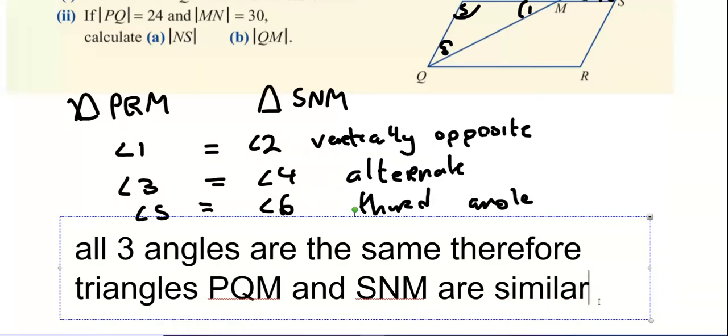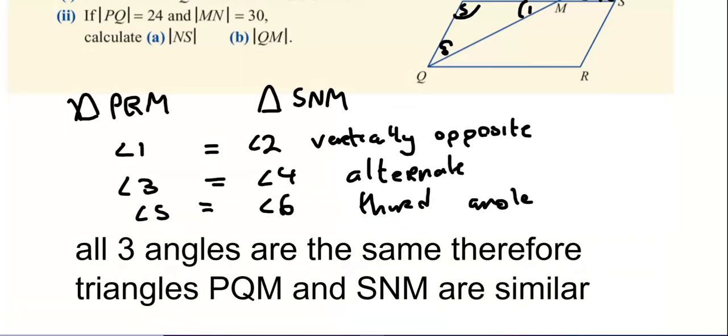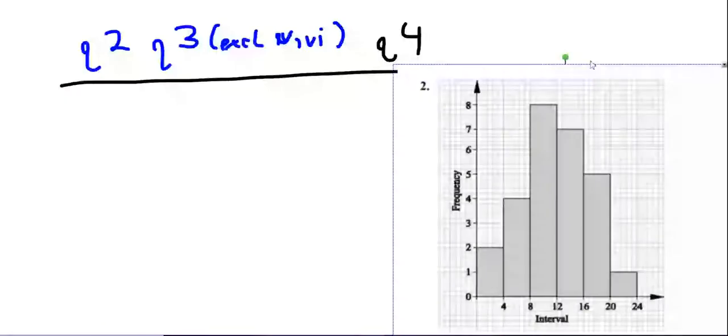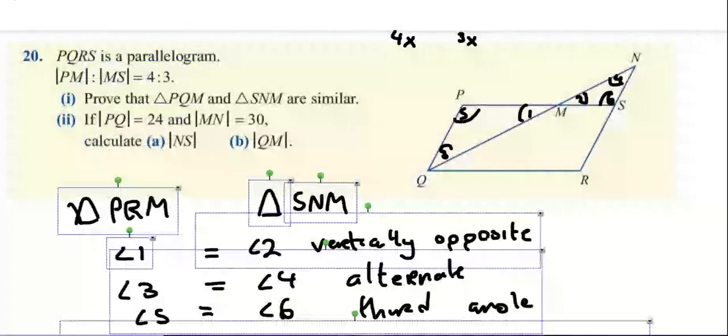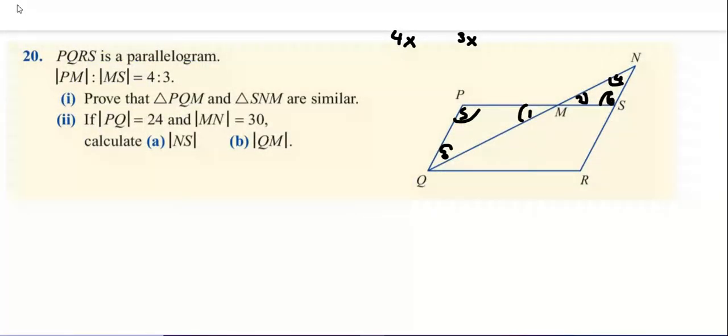Happy now? Okay, great. I'm just going to get rid of all that now, because we don't really need it. Great. Next one. If PQ is 24, if P to Q is 24, that makes S to R what? 24 as well. Calculate M to S, which is that one there. Okay, what else does it give me? M to N. Where's M to N? This one here, isn't it?